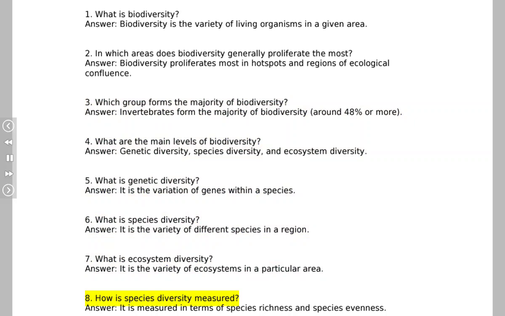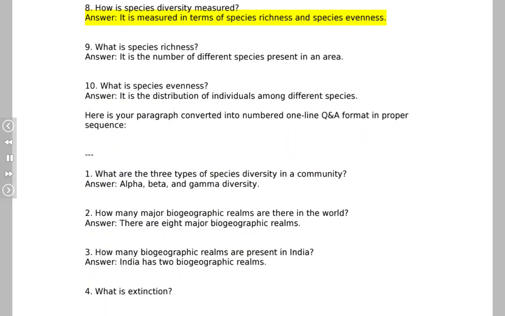8. How is species diversity measured? Answer. It is measured in terms of species richness and species evenness. 9. What is species richness? Answer. It is the number of different species present in an area. 10. What is species evenness? Answer. It is the distribution of individuals among different species.